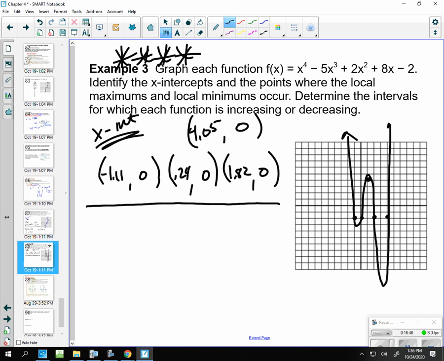Now, I have to identify local maxes and local mins. Remember, these are the turning points, the points in the graph. So I'm going to have one right here as a local min, one up here as a local max, and one down here as a local min. So I'm going to have 2 mins and 1 max.